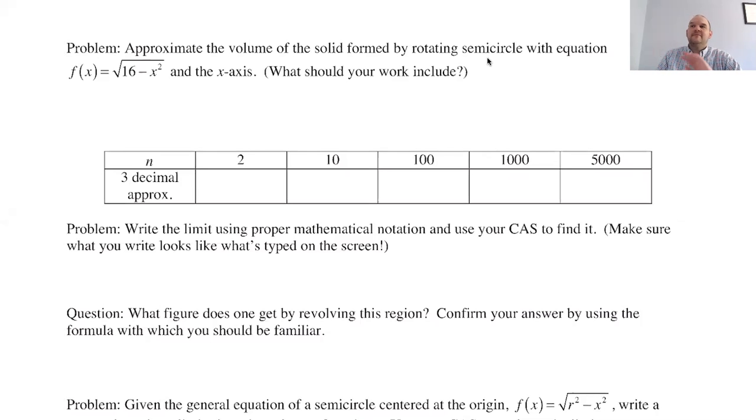All right, I'm back. I'm on page 245 this time, and I'm at the very top. And we're going to do something that I think is really cool. So we're going to approximate the volume of the solid formed by rotating the semicircle with equation f of x equals the square root of 16 minus x squared. The region bounded by the semicircle with equation f of x equals radical 16 minus x squared and the x-axis.